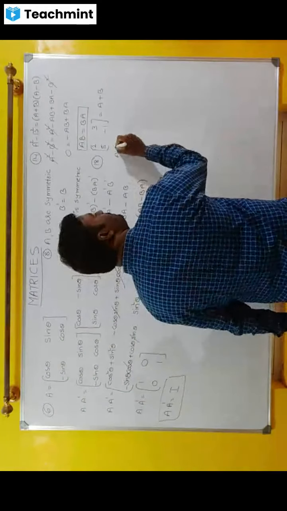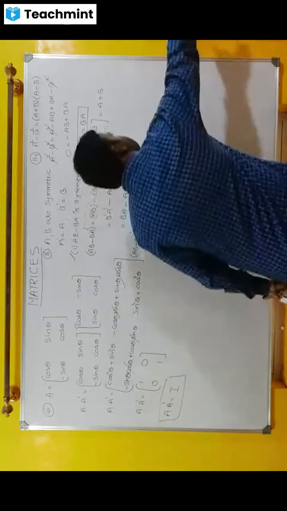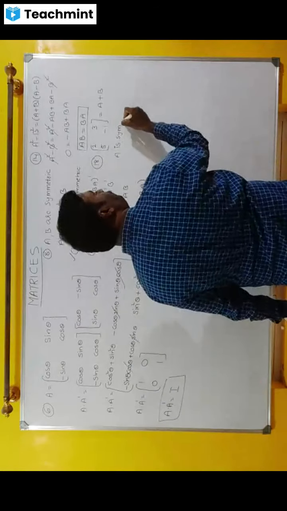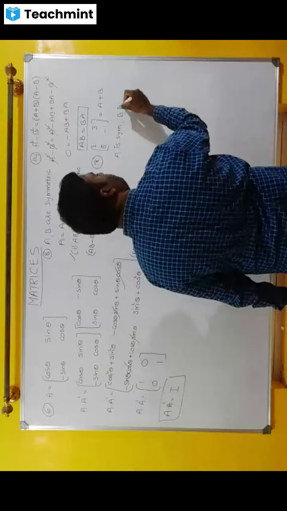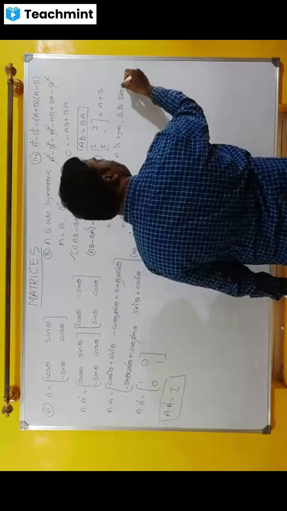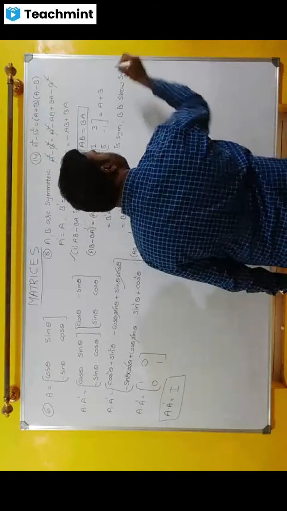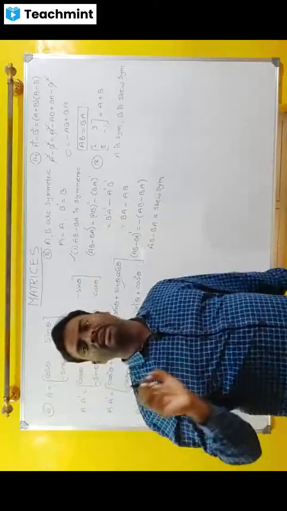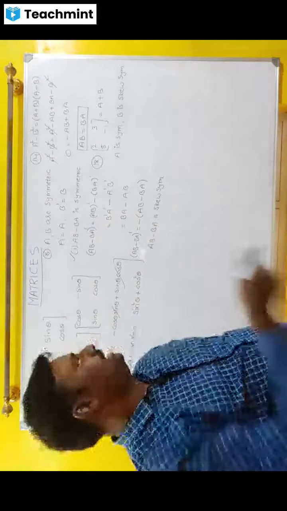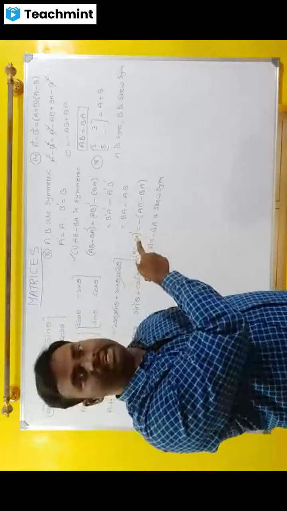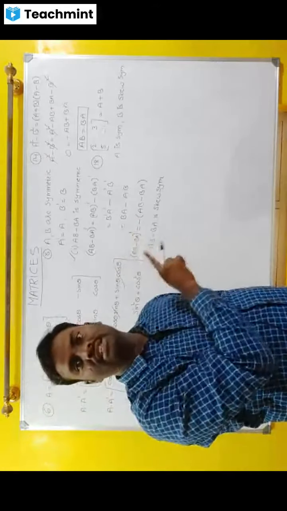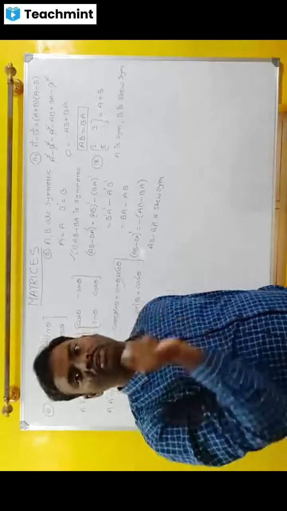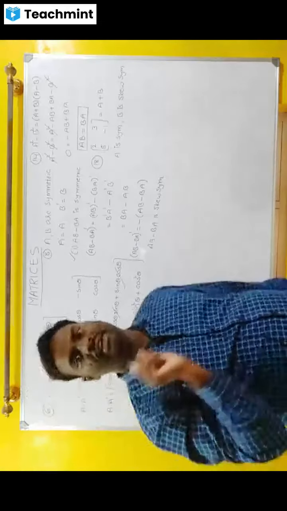A is symmetric, B is skew symmetric. These are the two conditions. Then we need to find the matrix B. That is the question. Listen once again. One condition is given, and A is symmetric, B is skew symmetric. Then we need to find the B matrix.